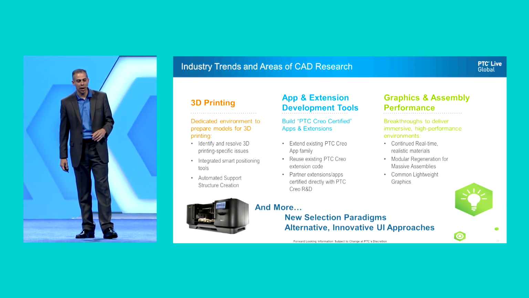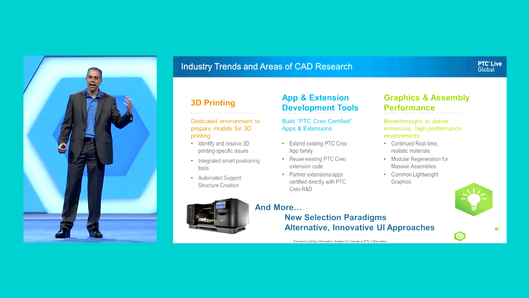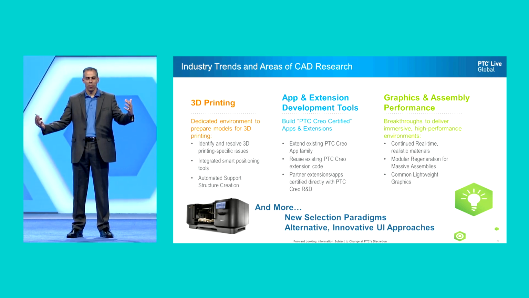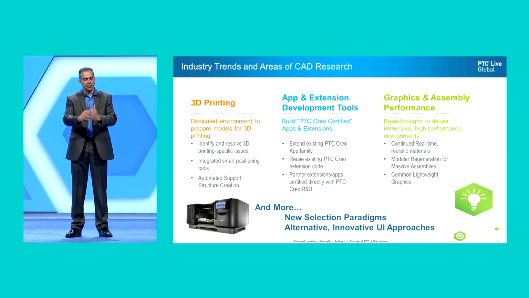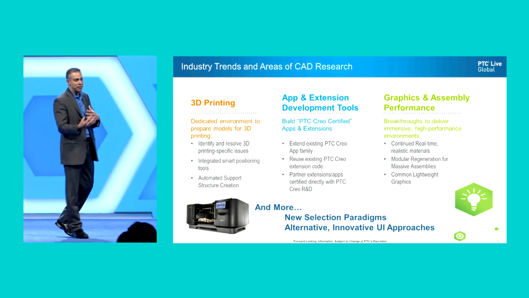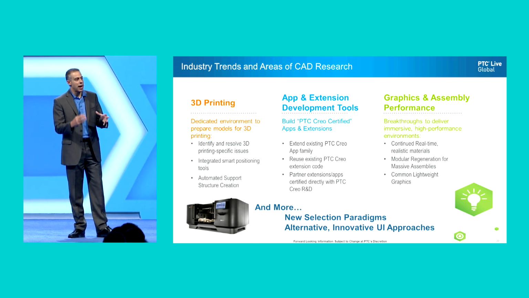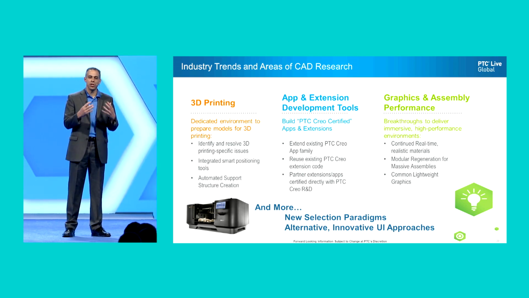And last but certainly not least, you can see we're working a lot on our graphics infrastructure. We want to combine our work on graphics infrastructure with work in assembly to continue to drive improvements in assembly performance, particularly with very, very massive assemblies. We're not just looking at graphics to help with that, though. We're also looking at our regeneration technology to try to drive very large assemblies to regenerate a lot more quickly.